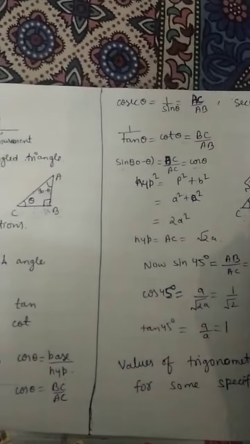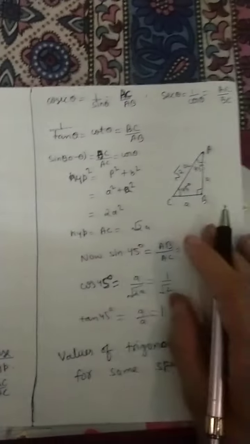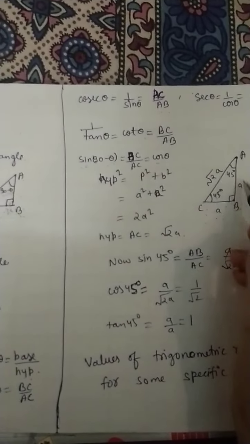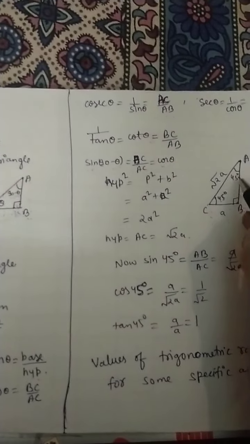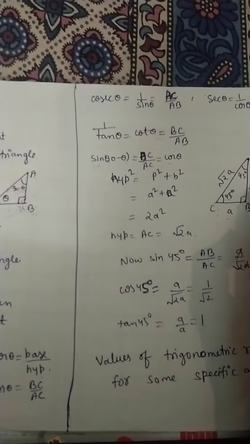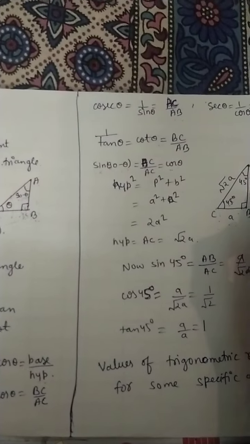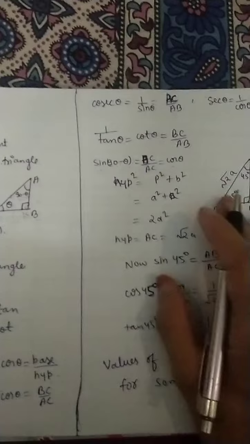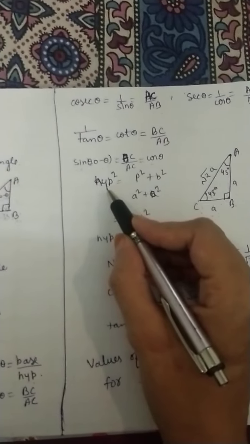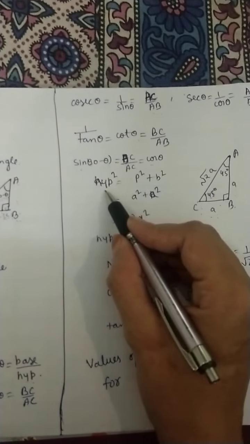Now let us calculate the value of sine 45 degree. I have taken a right angle triangle in which two acute angles are equal and they are 45 each. If two angles are equal, then the sides opposite to them will also be equal. Suppose I have taken the value of the side as A. Now let us calculate the hypotenuse of this right angle triangle. The hypotenuse can be calculated by the Pythagoras theorem.